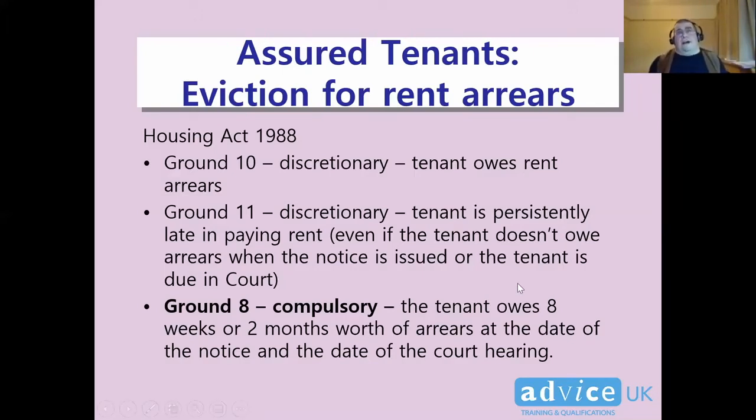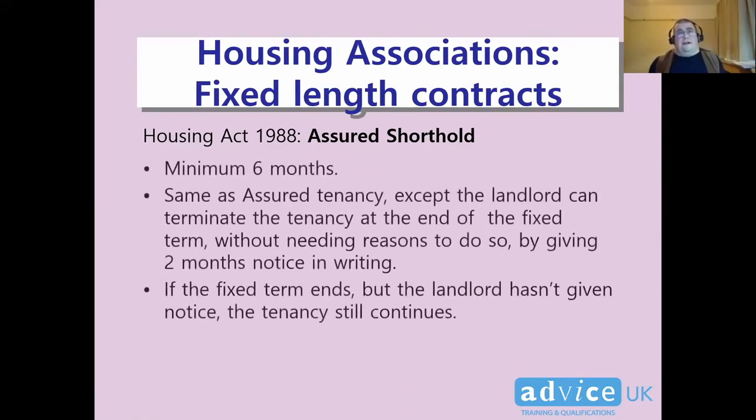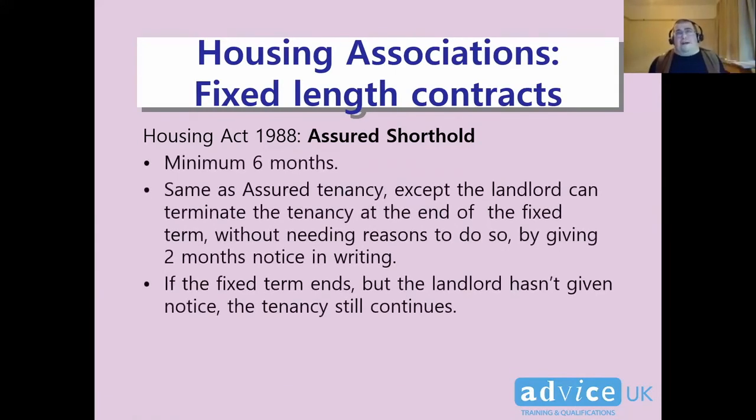Okay, so now let's look at assured shorthold tenants. So remember, it's the fixed term contract for a minimum of 6 months. It's broadly the same as a standard assured tenancy, but with that extra right of the landlord that they can just give notice to bring the contract to an end at the end of the fixed term contract. If the landlord hasn't given notice to end it, then you carry on with your rights as a tenant after the end of the fixed term.